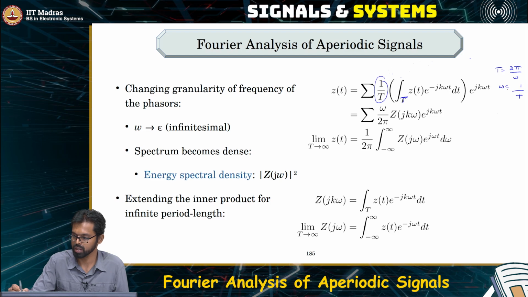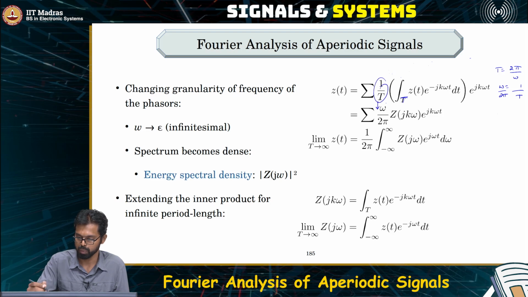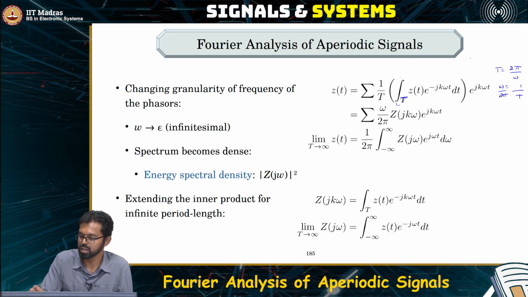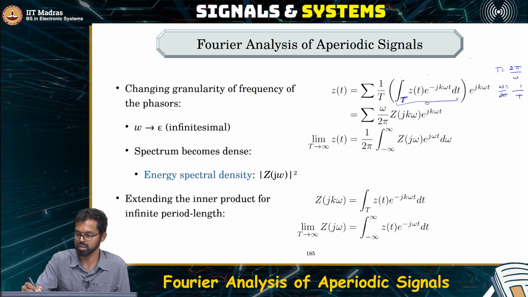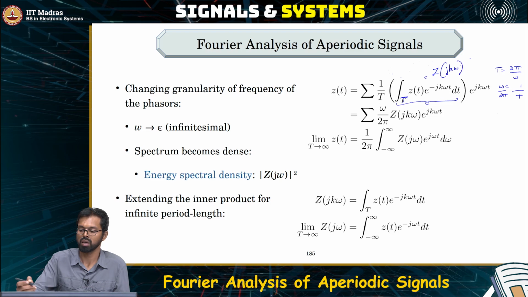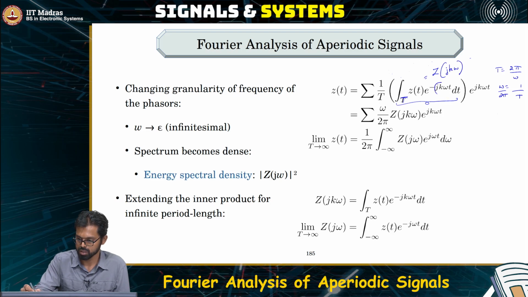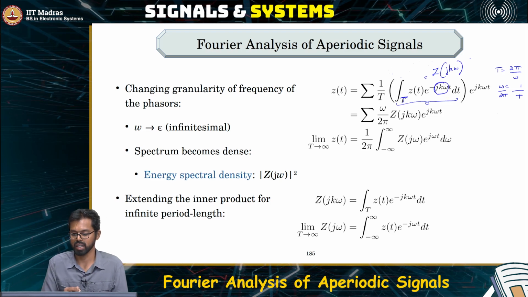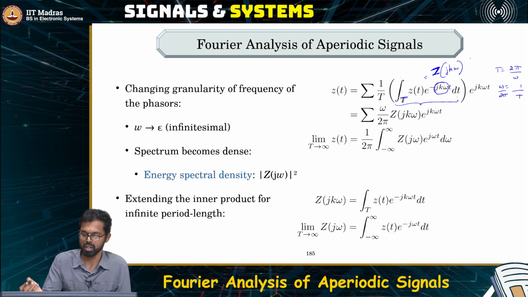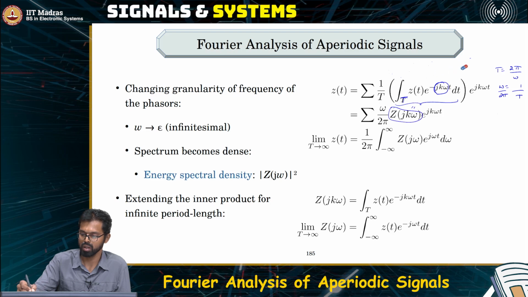Or in other words, we can write 1 by t as omega by 2 pi. So we will just replace 1 by t with omega by 2 pi, okay? And then we will call this entire integral some z of jk omega. It is not a function of t because you are integrating out t. The only thing it is a function of is jk omega. Everything else gets integrated out. So we will simply call this entire integral by one variable, and that variable is what we will call z of jk omega, okay?